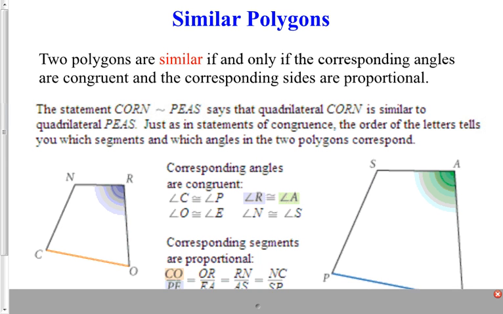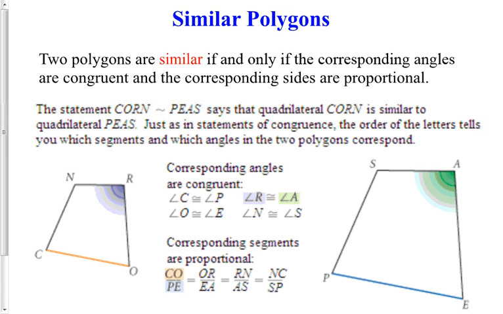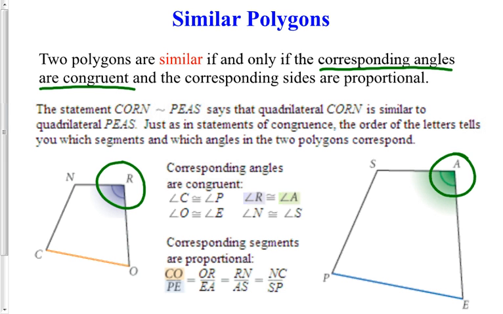So now when we actually look at our quadrilaterals, we can see that this actually is true. So let's start with the angles, because the first part of the definition says that corresponding angles must be congruent. Well, we start out in the diagrams, they show us that angle R is congruent to angle A. They correspond to one another, and they are congruent.